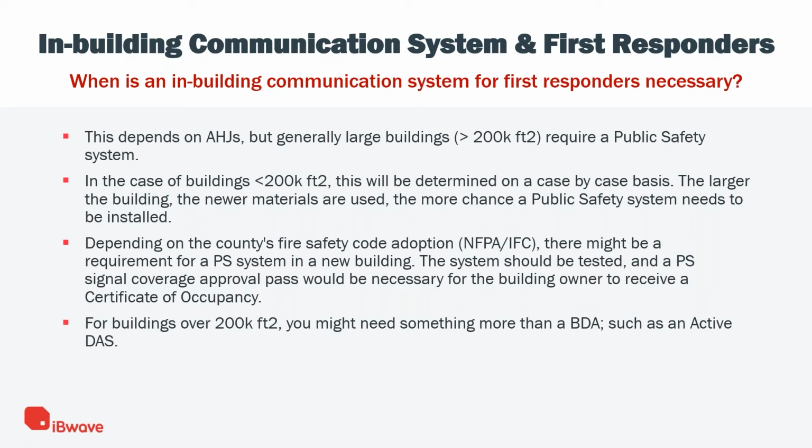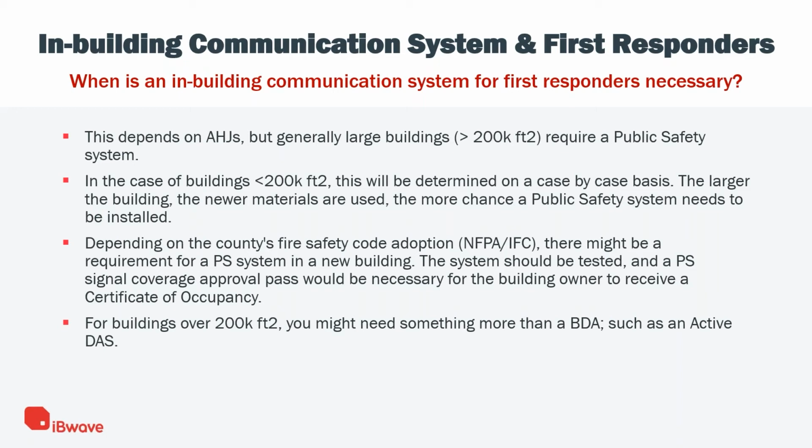When you start getting into bigger buildings, you might have to use something like an active DAS. The benefit there is that you're using fiber. You could run it over longer distances, and you don't have the same loss as if you were using coax, right?